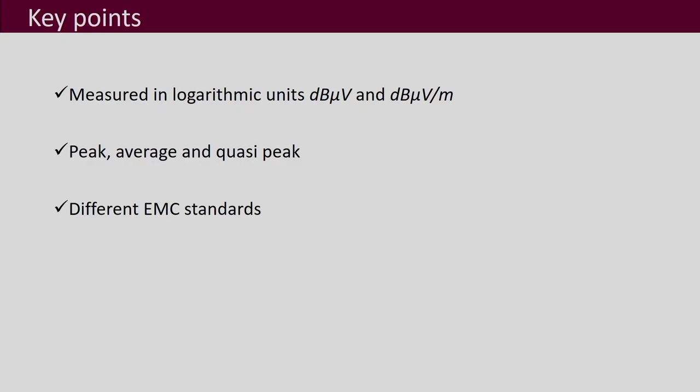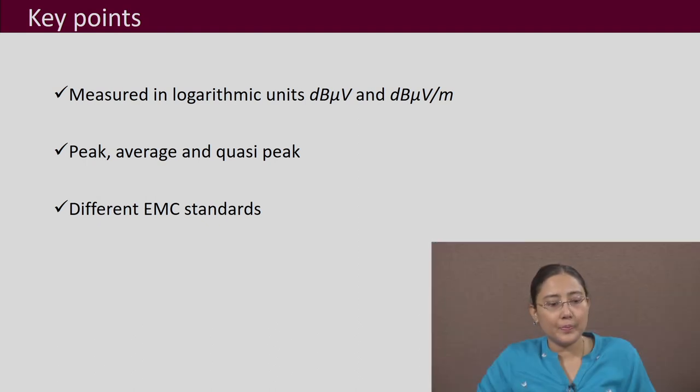So what are the key points of this lecture? Your measurement units are logarithmic units, and conducted EMI is measured in decibel microvolt, and radiated EMI in decibel microvolt per meter. Then three quantities which are important are peak, average and quasi peak, and there are limits given by different organizations which make the EMC standards, which you have to see while testing EMI, whether you are below those limits or not.